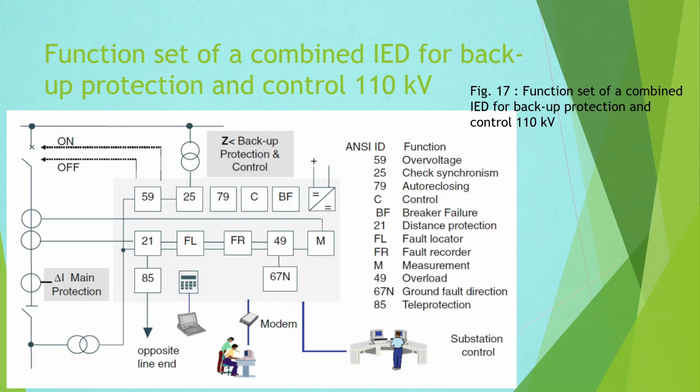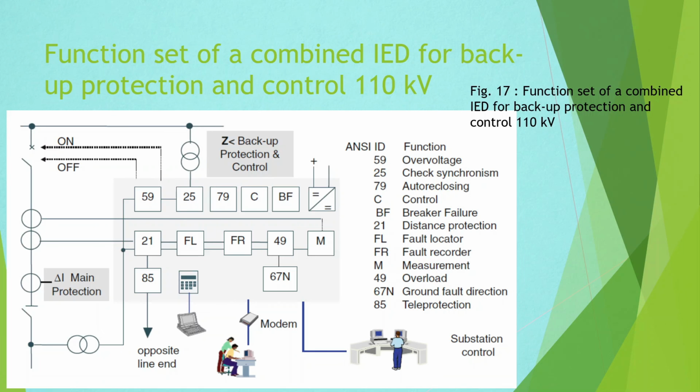The resonant neutral grounding is partially used in HV networks. However, the majority of HV networks use the solid grounding principle, which is the only method applied for neutral grounding in EHV networks. The scheme uses the differential protection as the main protection. The backup protection is performed by a combined protection and control device using the distance protection as the basic protection function.